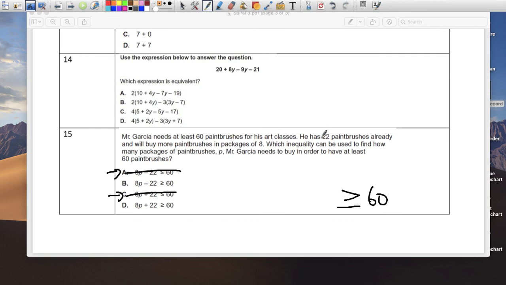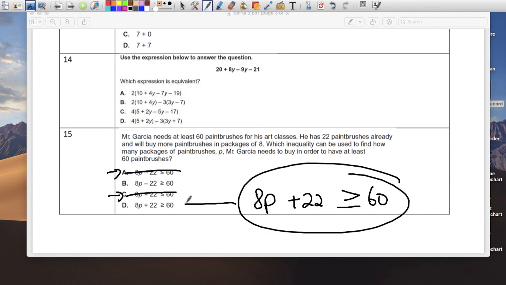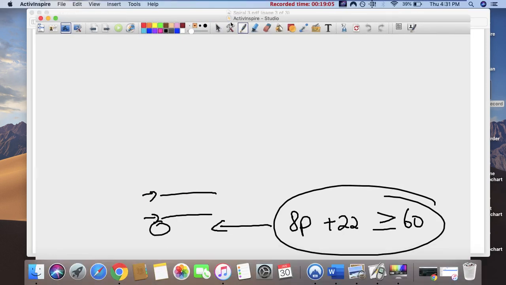He has 22 brushes already. He's buying more paintbrushes in packages of 8. So there's 8 in each package. Which inequality can be used to find how many packages of paintbrushes P he needs to buy in order to have at least 60? At least 60 again is greater than or equal to 60. So this one looks like this one. Okay, that was easy. That's spiral 3.